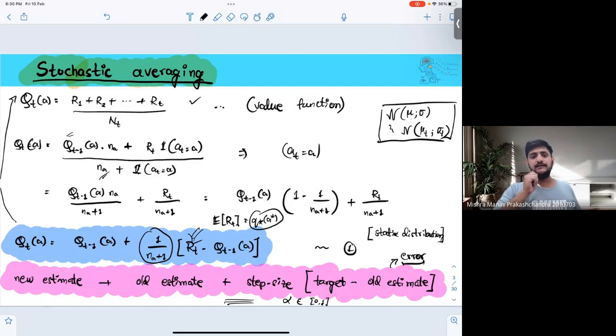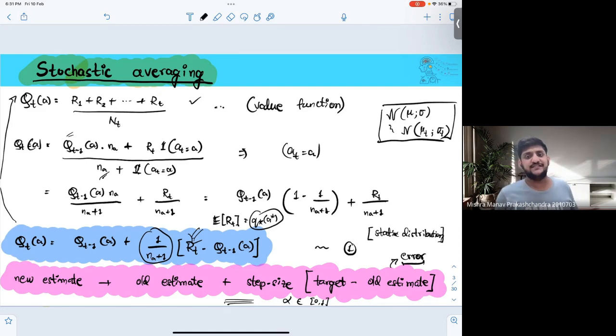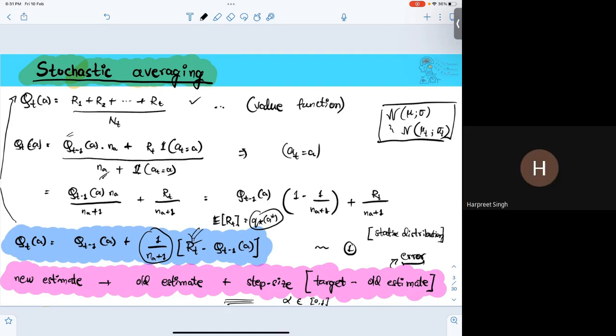So it is a stochastic process, in the sense that at the end of it you will get a number which is correct, approximately. Asymptotically, we'll get something which is correct.